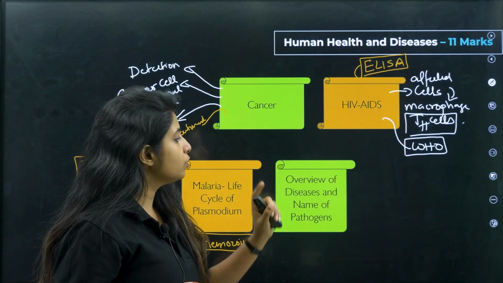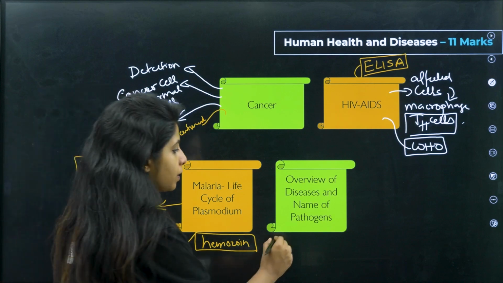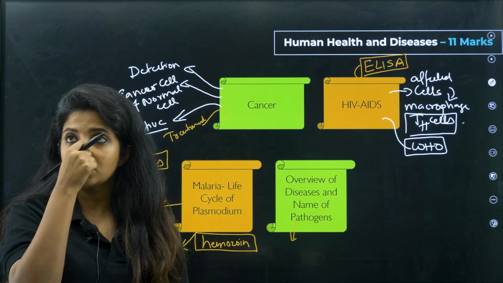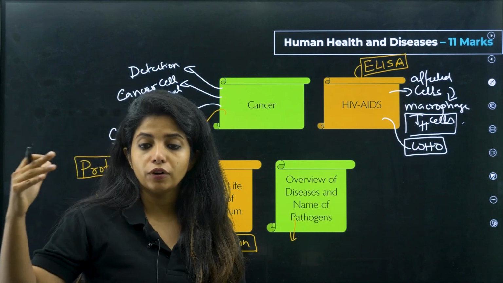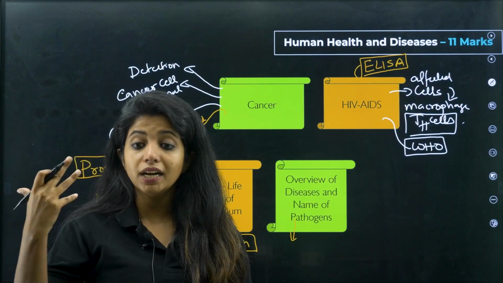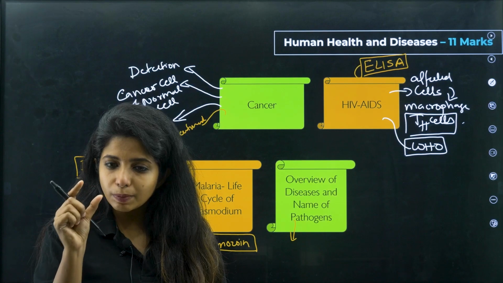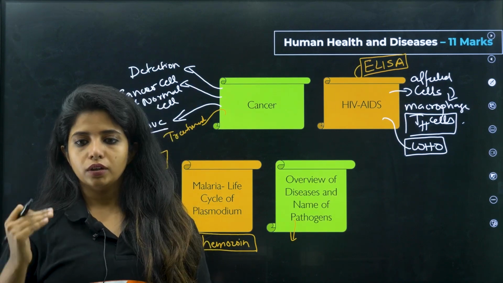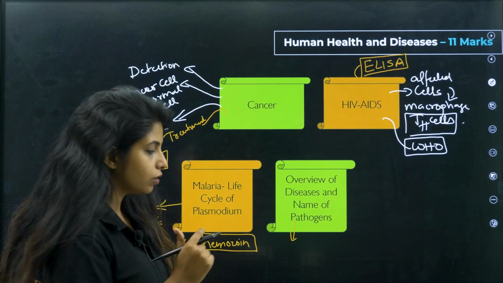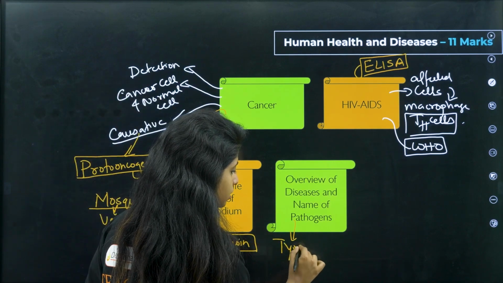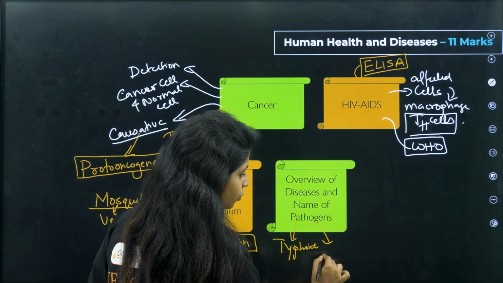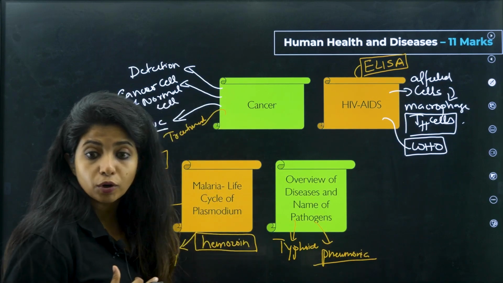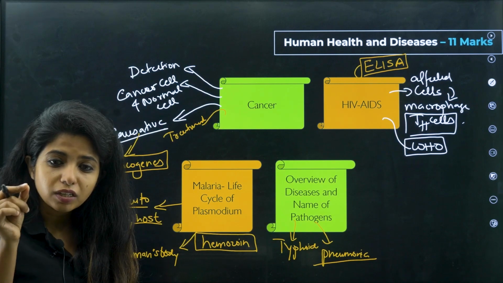Now overview of diseases and name of pathogens. Over here you should be knowing the very specific features. For example, in the case of typhoid, they always say 39 degrees Celsius, 40 degrees Celsius, sustained high fever. That is a very specific feature of typhoid. So they can give you a question that this is the condition, tell the disease. So you should be knowing it's typhoid. Pneumonia, you have blue nails, your lips turn blue. Why? Because there is less amount of oxygen in there. So these features are very specific to them.